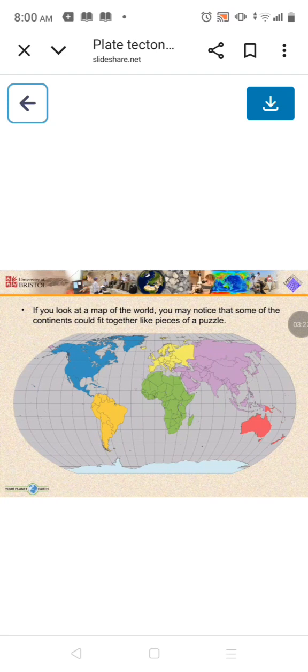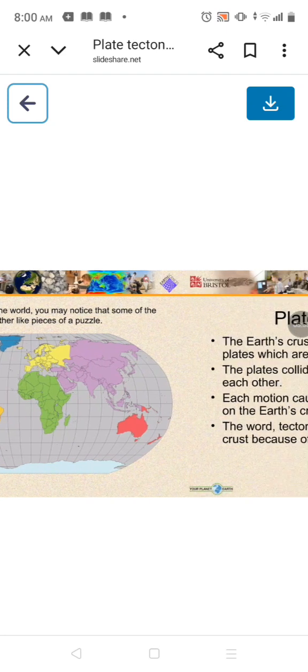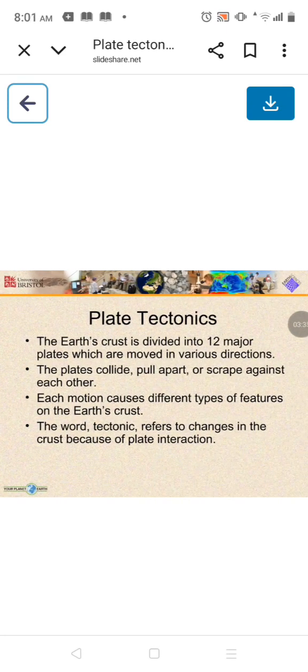If we look at a map, you may notice that some of the continents could fit together like pieces of a puzzle. The earth's crust is divided into 12 major plates which move in various directions. The plates collide, pull apart or scrape against each other. Each motion causes different types of features on the earth's crust. The word tectonics refers to a change in the crust because of plate interaction. Plate tectonics simply is the movement of the plates, which creates some volcanic eruptions, sometimes earthquakes.